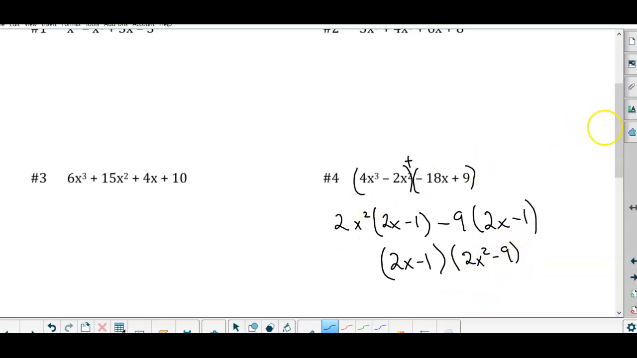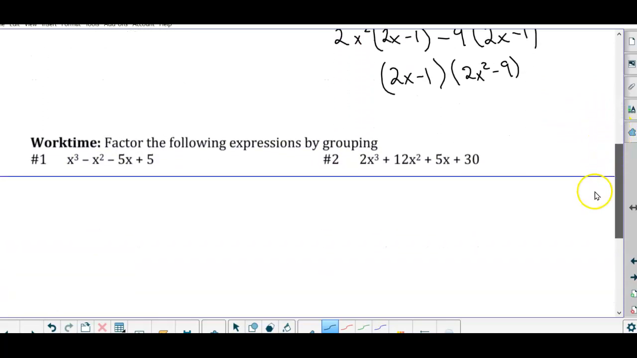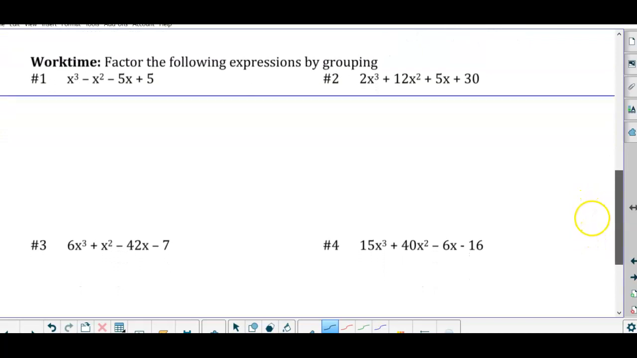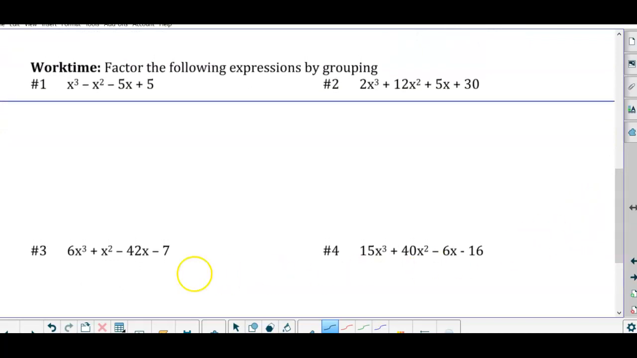All right, so with that being said, none of it's really that much different. Make sure you do these 4 on this page. All right.